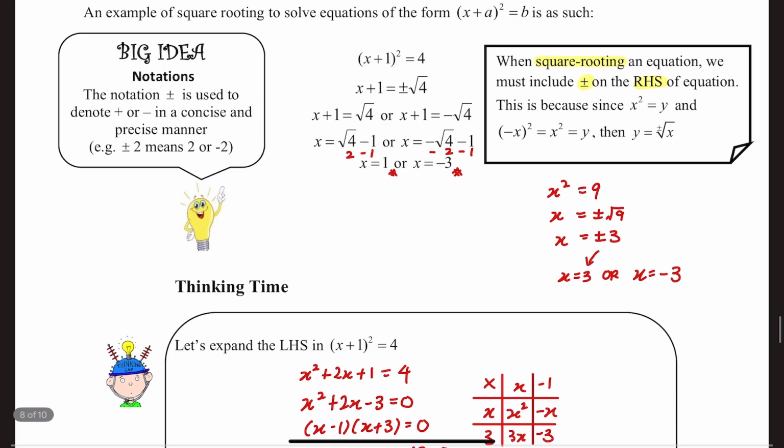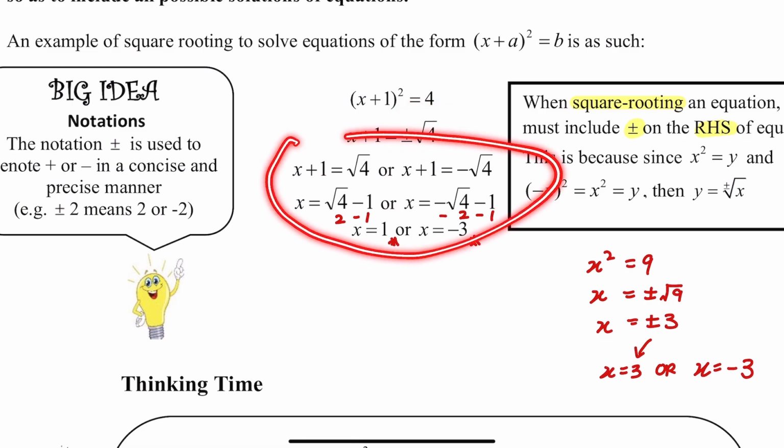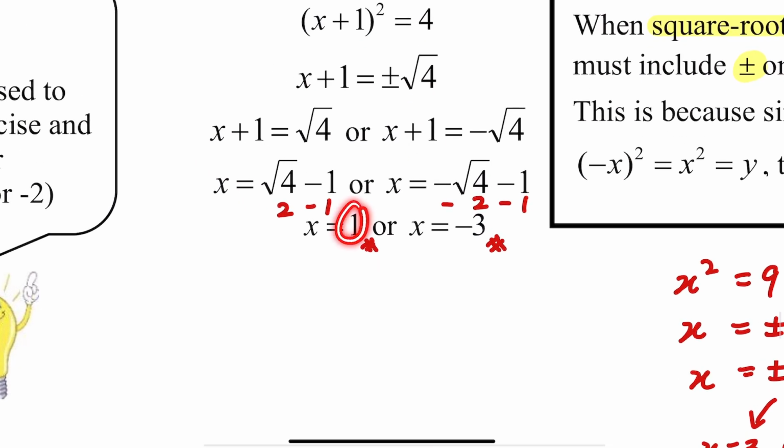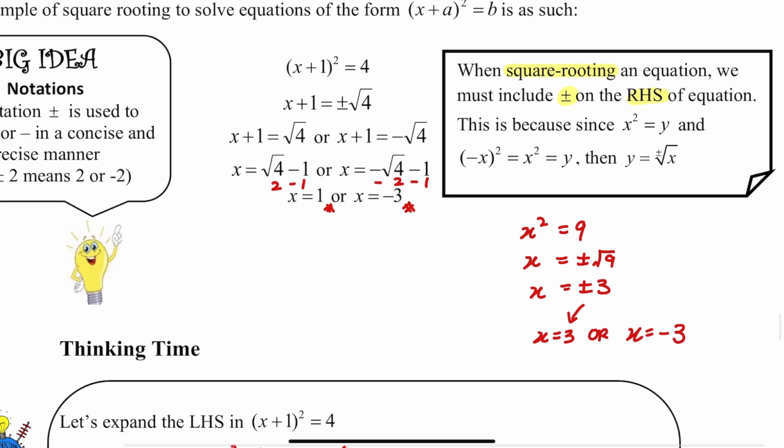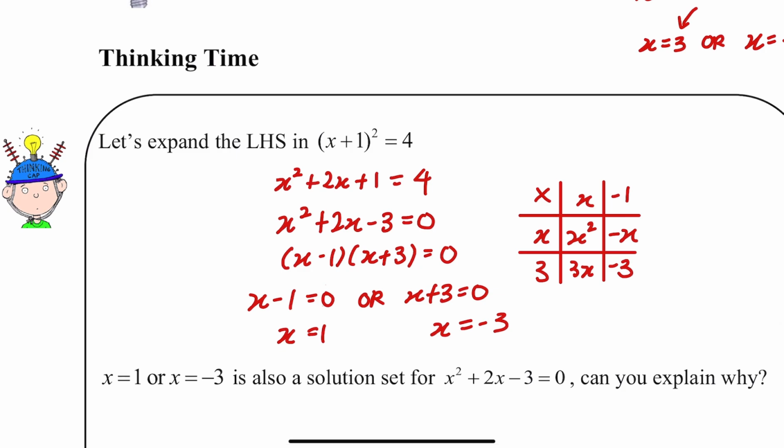In this part over here, to solve x plus 1 square equals to 4, I take square root on both sides. Then I solve this equation using the steps over here. I'll get x equals to 1 or x equals to negative 3. Meanwhile, for this part over here, instead of taking square root, I expand out the left side. I make the right side 0. Then I factorize the left hand side to solve. Answer is the same.